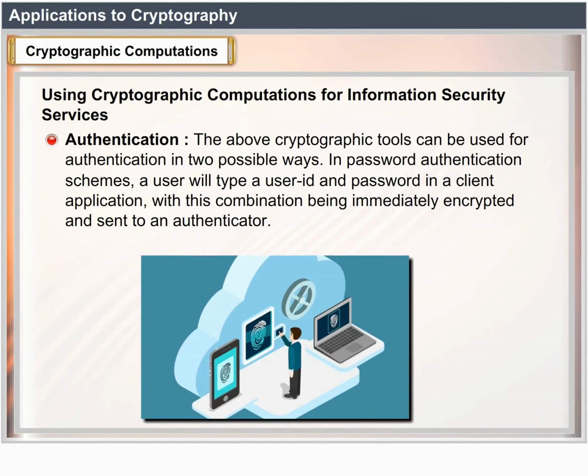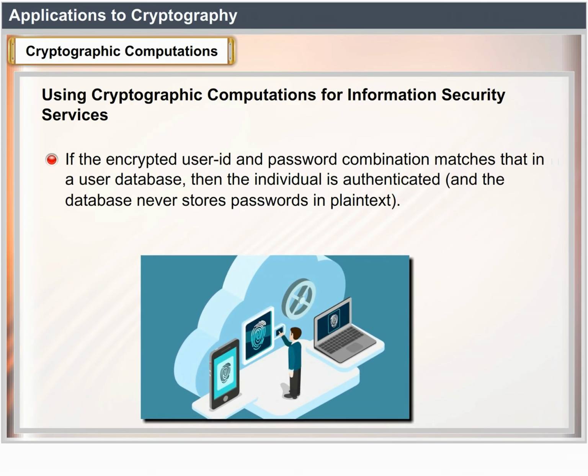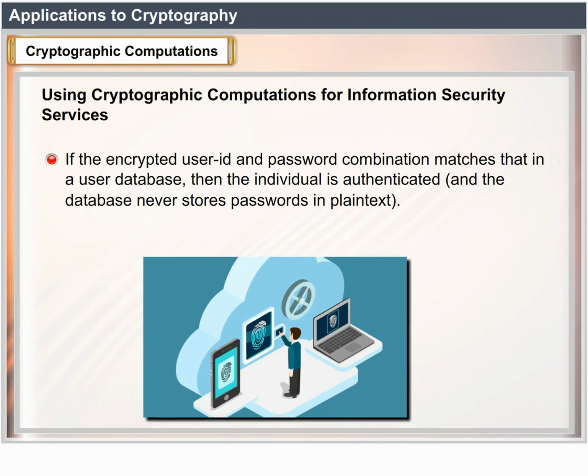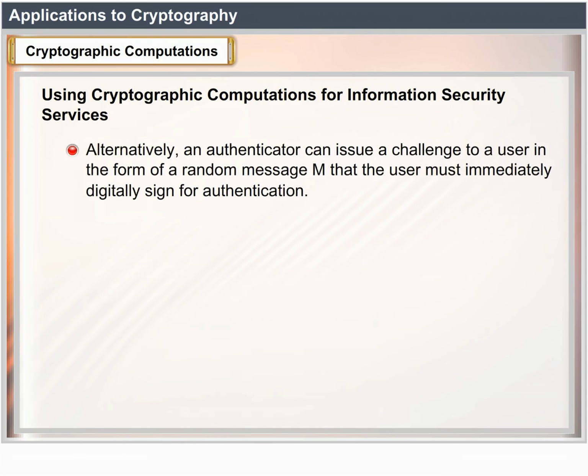Authentication. The above cryptographic tools can be used for authentication in two possible ways. In password authentication schemes, a user will type a user ID and password in a client application, with this combination being immediately encrypted and sent to an authenticator. If the encrypted user ID and password combination matches that in a user database, then the individual is authenticated, and the database never stores passwords in plain text.